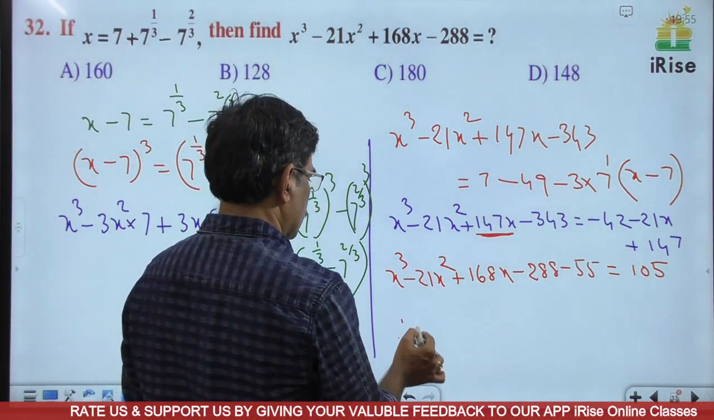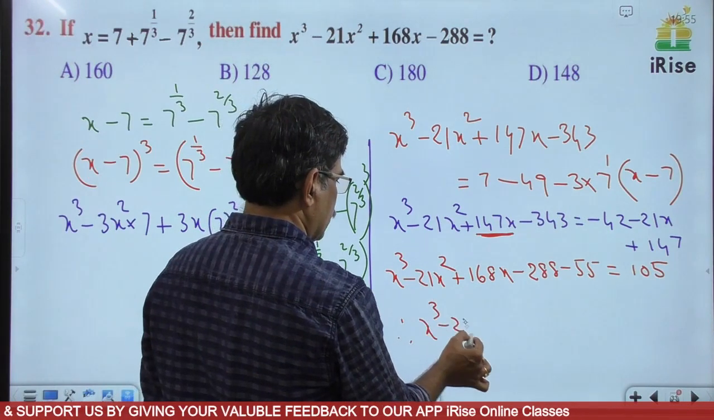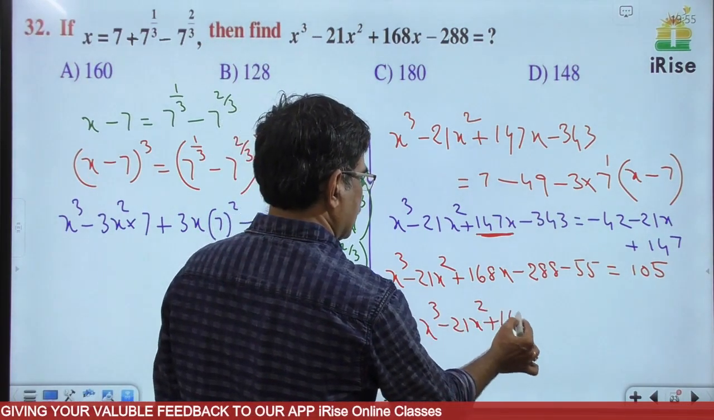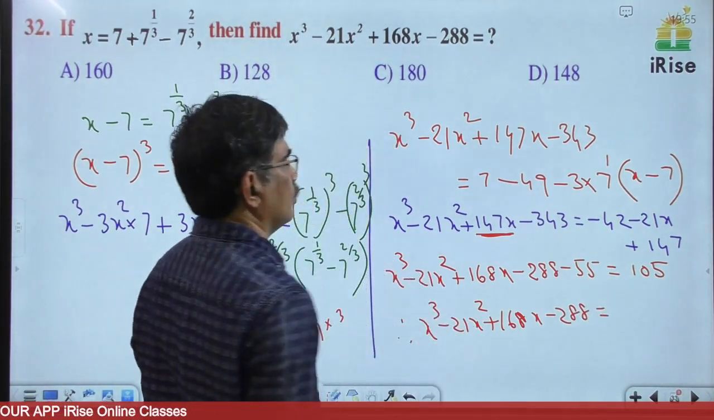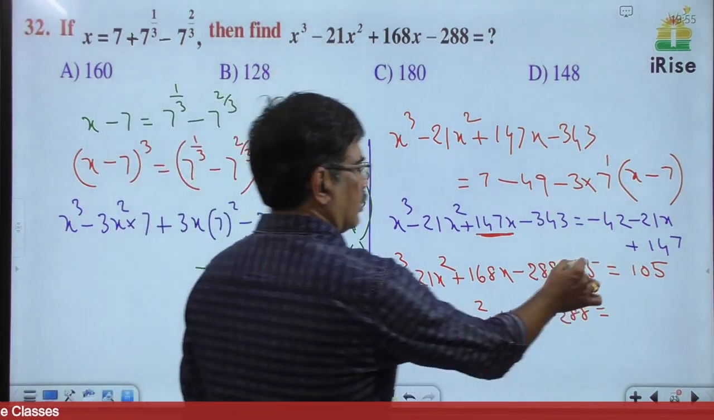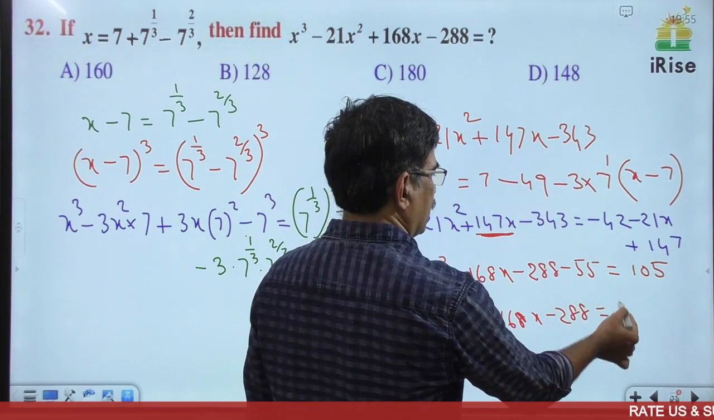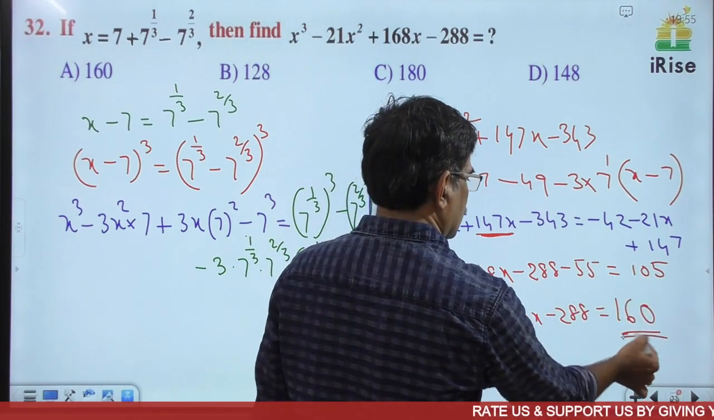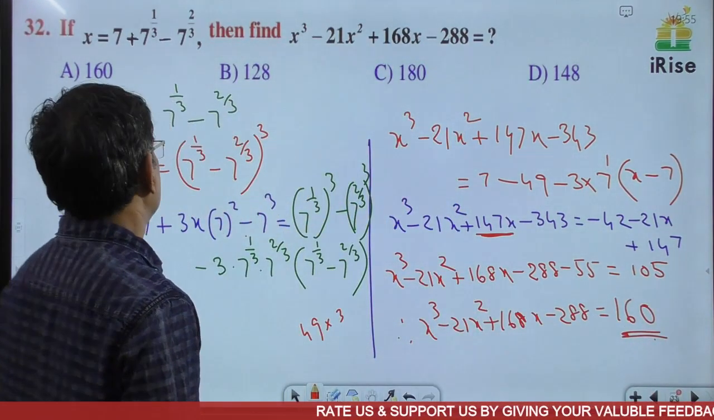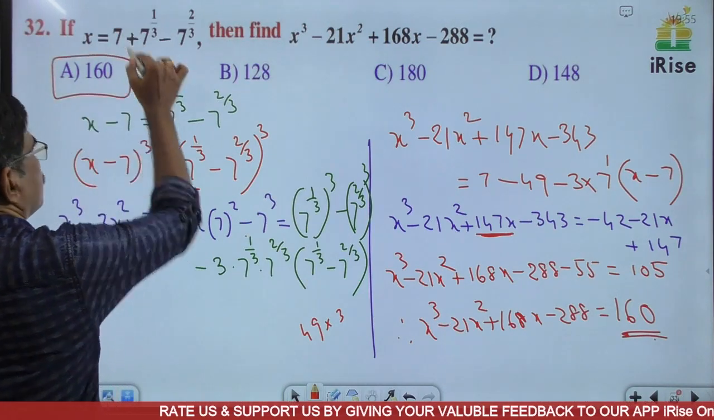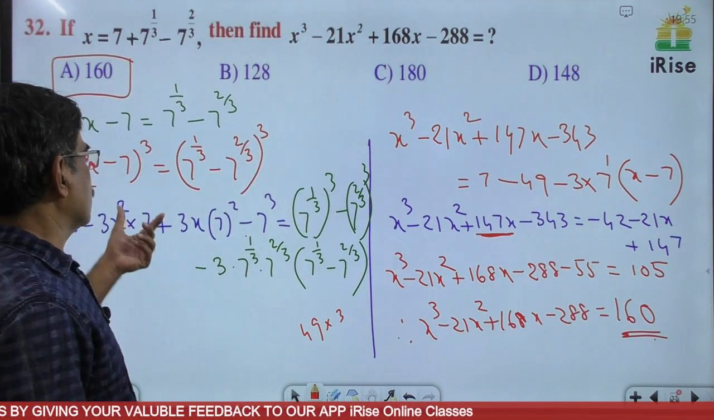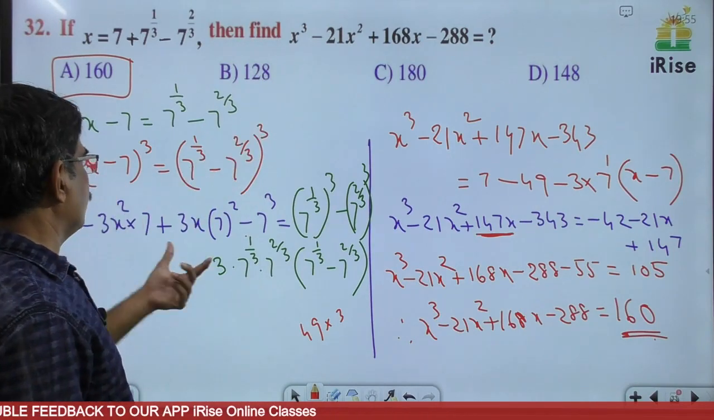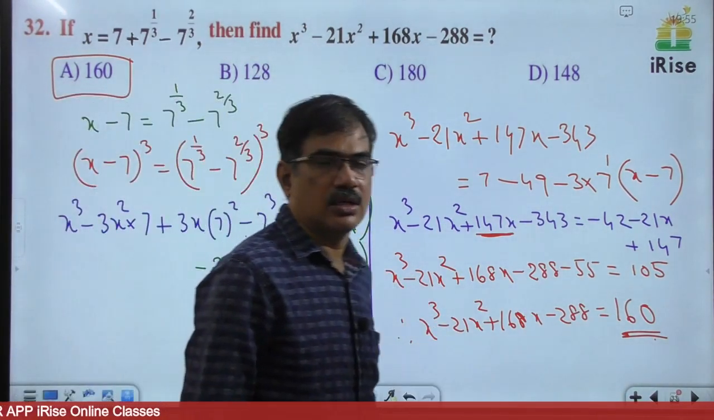Therefore, x cube minus 21x square plus 168x minus 288 is equal to, this is transferred, 55 plus 105, we get 160. So the answer for this question is 160. Here rearranging the terms gives the answer. Here if you apply both formulae, then only we can get the answer easily.